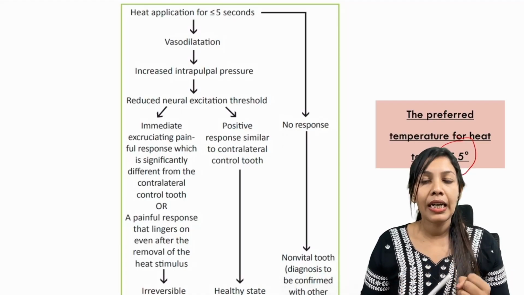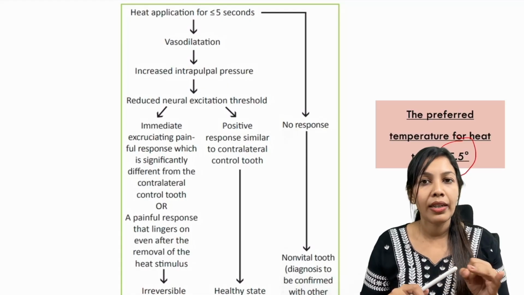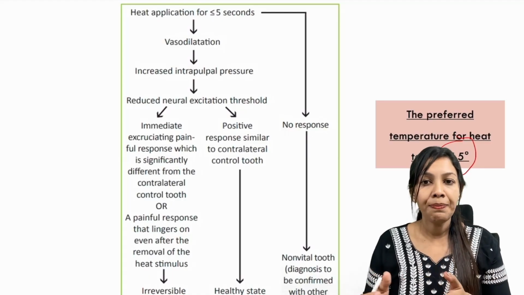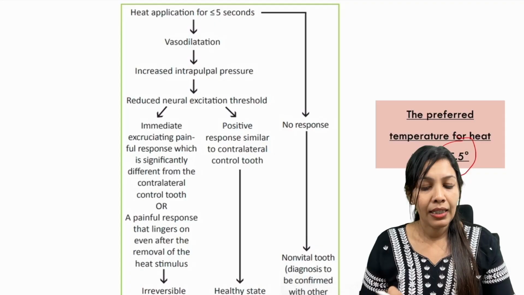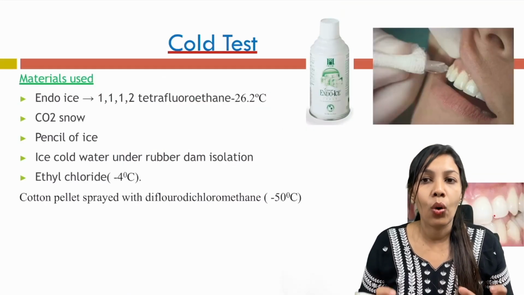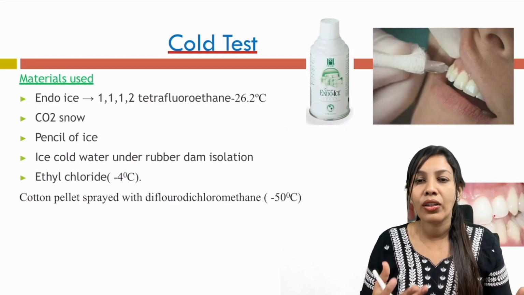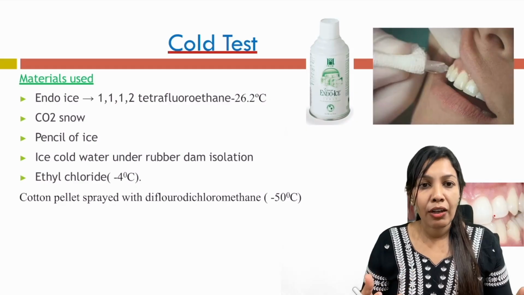So while you study the heat test, what is the temperature, what is the time period that we need to keep, when vasodilation takes place, what are the responses which we see. This is a very important thing. Next is the cold test. Cold test means we use the common ice, the endo ice, pencil of ice, etc.